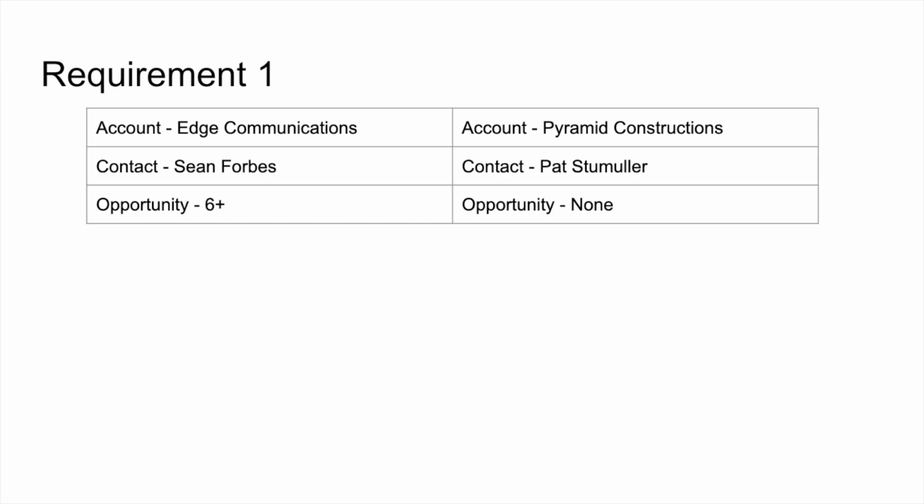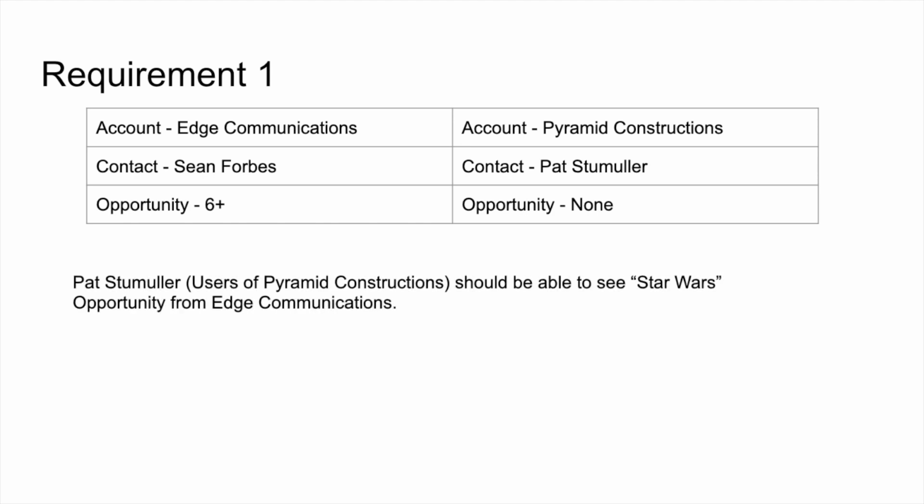Now the requirement I have is that Pat Stimler, who is the user of Pyramid Construction, or it can be any other user, should be able to see an opportunity from Edge Communications, which has the name Star Wars. So if this requirement comes, let's evaluate what are some options we have. So if you think, can we use a sharing set?